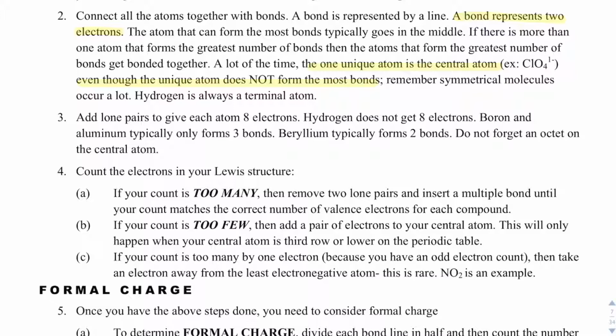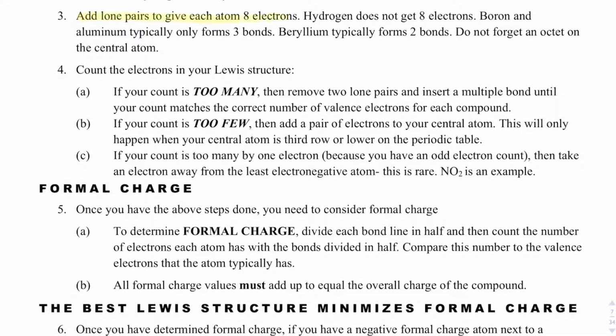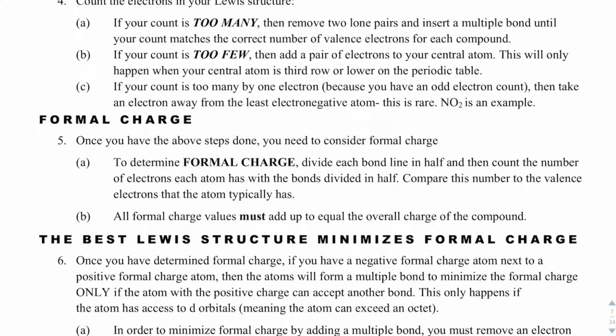Okay, and then it's important to remember that hydrogen's always going to be a terminal atom, meaning it will never be a central atom. You're going to give lone pairs to each element so that they all have 8 electrons. Hydrogen, because it's in the first energy level, does not get 8 electrons. You're going to count your electrons, and most often your count will be too many. So if it's too many, you're going to remove 2 lone pairs and insert a multiple bond until your count matches the correct number of valence electrons. And if your count is too few, then you're going to add a pair of electrons to your central atom. If your count is too many by 1, then take an electron away from the least electronegative atom.